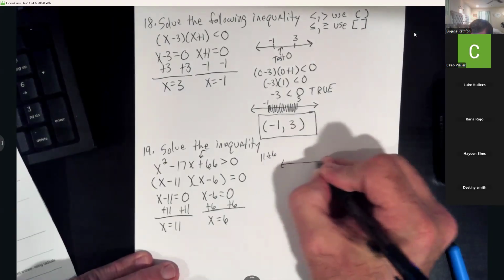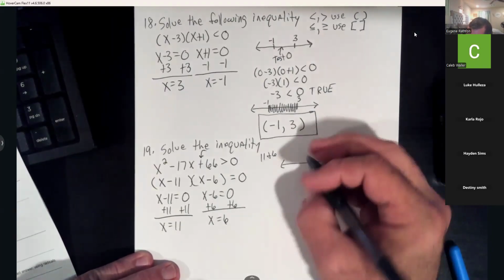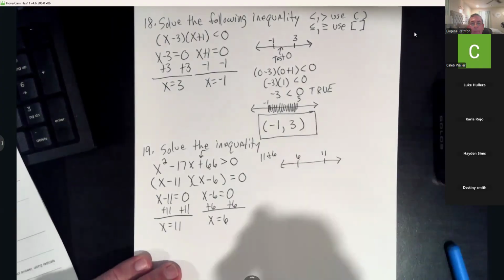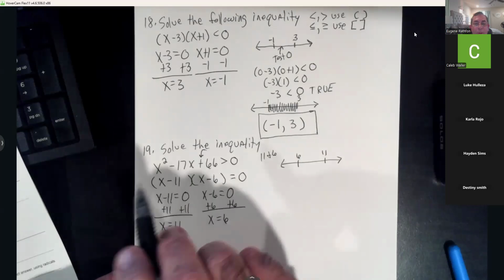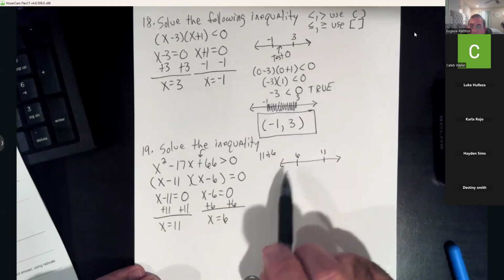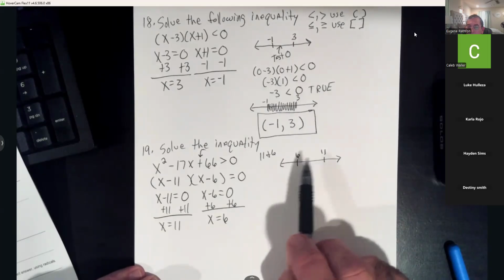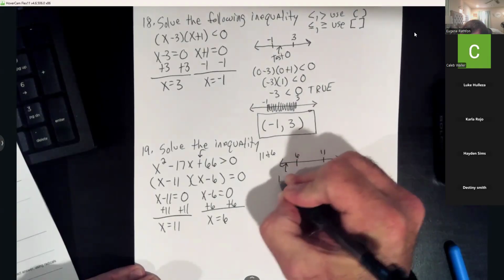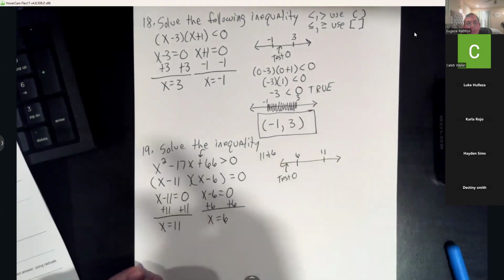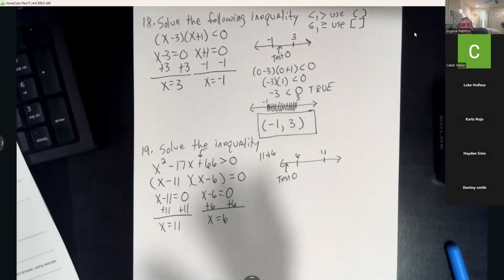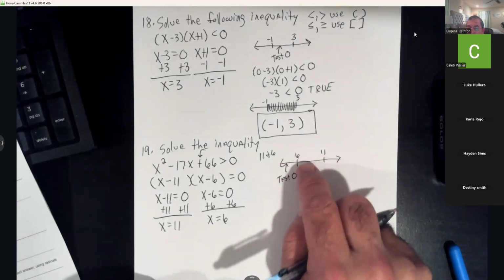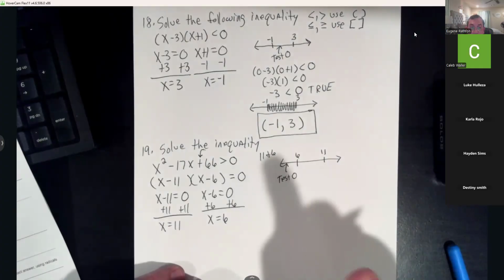So my little number line, let's see, 6 is before 11. But y'all check this out. I'm still going to test 0 again. But 0's not in the middle on this one. 0's going to be over here before 6. I always use 0 because to me it's the easiest number to plug in and get an answer. Okay? So I just figure out which one of these intervals my 0 is in and I use it.